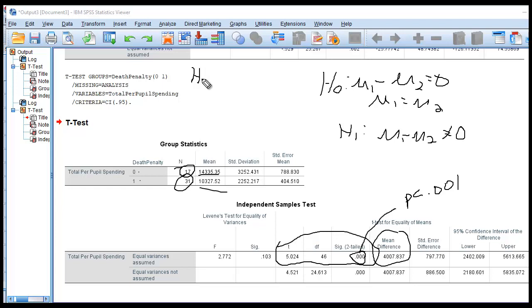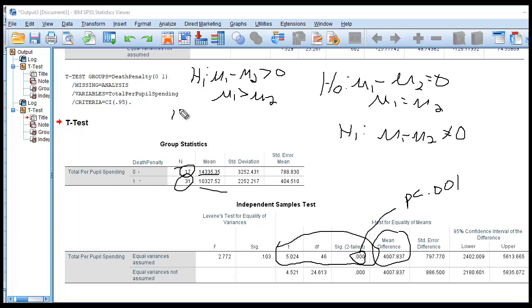And so let's just say that my research hypothesis had been laid out in this way, let's say it was mu1 minus mu2. Let's say I was hypothesizing that states without the death penalty would spend more per pupil. Then I would lay it out as mu1 minus mu2 is greater than 0, or I could state it simply as mu1 is greater than mu2. In this particular case, you would see that our mean difference was in the hypothesized direction and we would have evidence of a statistically significant finding there.